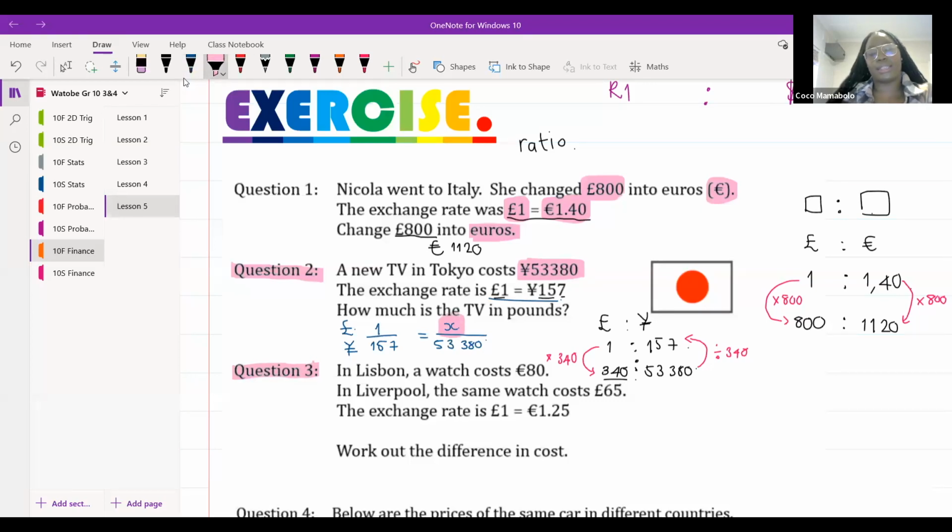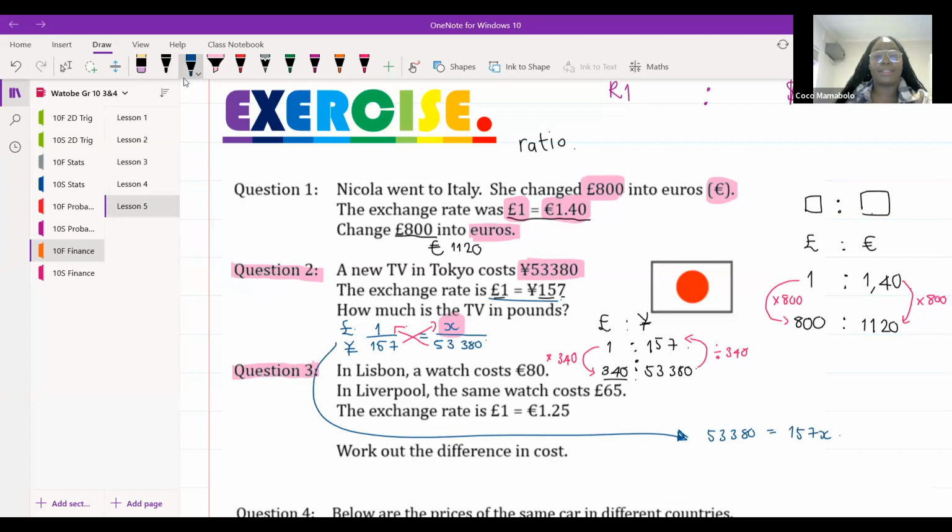How would we solve for X in this instance, guys? What would we do? The easiest thing to do, correct, Caitlin, that's it, Abigail, good. We would cross multiply. So we would go 53,380 times 1, and we would take 157 times X. So if we cross multiply, 1 times 53,380 gives us 53,380 is equal to 157 times X, which is just 157X.